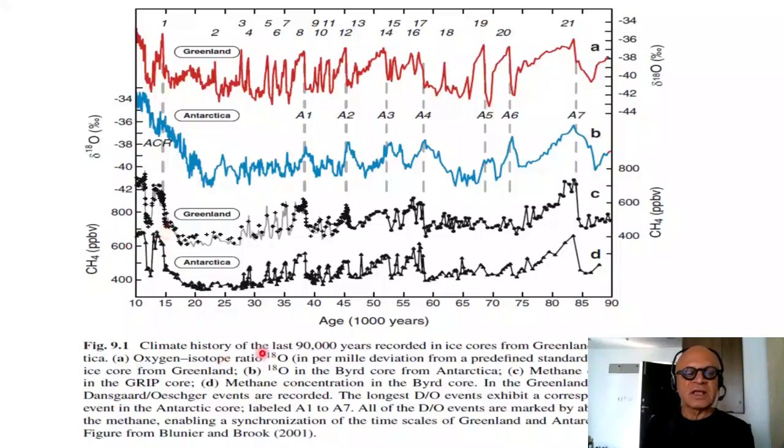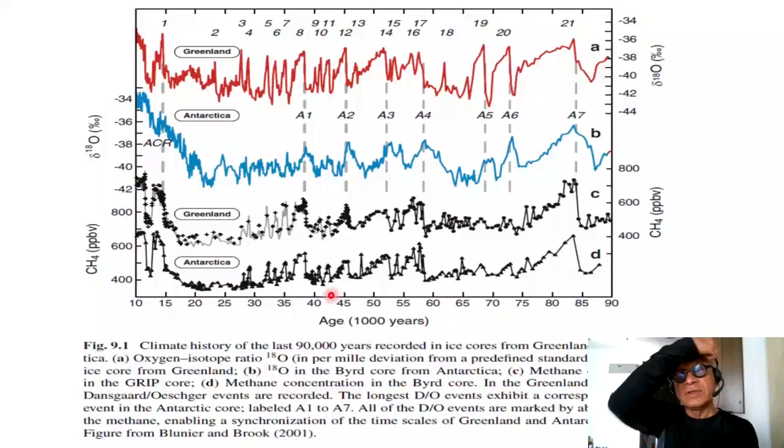So this is the climate history of the last 90,000 years recorded in ice cores from Greenland and Antarctica. Oxygen isotope ratio delta O18, in per mil deviation from a predefined standard, in the GRIP ice core in Greenland. Delta O18 from the Byrd core from Antarctica, methane concentrations, and so on and so forth.